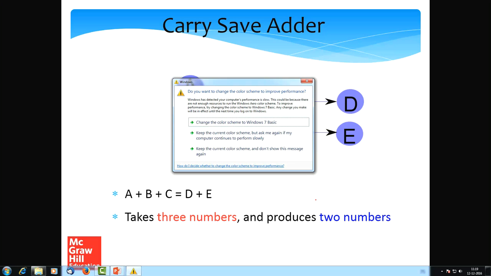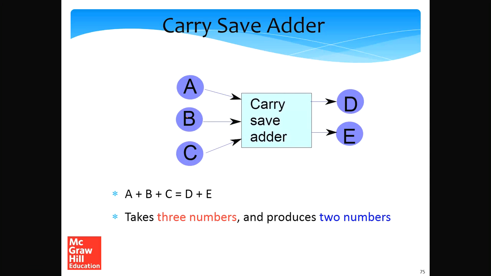What the carry save adder does is that it takes three numbers A, B, and C, and it generates two numbers D and E such that A plus B plus C is equal to D plus E. So essentially it takes three numbers as input, and it produces two numbers as output, such that the sum of D and E is the same as the sum of A plus B plus C.